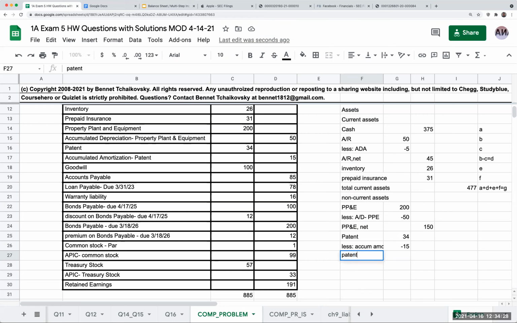So my patent, net of the accumulated amortization, is going to be here at 19. I then have goodwill, which is also an asset. What is goodwill? When I buy a company, the excess of the fair value or the purchase price, or, excuse me, what is goodwill?